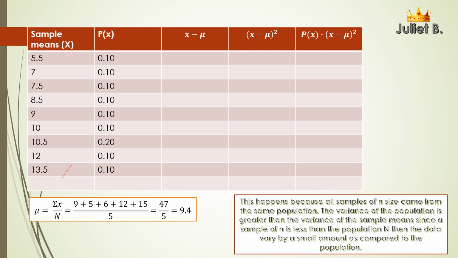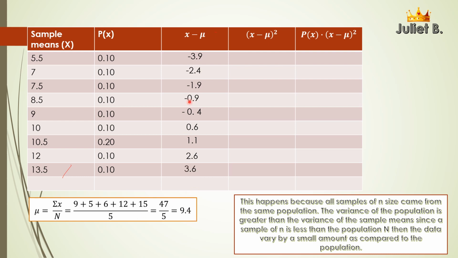Let us get the difference of the sample means and the mean. So, 5.5 minus 9.4 is negative 3.9. 7 minus 9.4 is negative 2.4. 7.5 minus 9.4 is negative 1.9. 8.5 minus 9.4 is negative 0.9. 9 minus 9.4 is negative 0.4. And 10 minus 9.4 is 0.6. 10.5 minus 9.4 is 1.1. 12 minus 9.4 is 2.6. And then 13 minus 9.4 is 3.6.